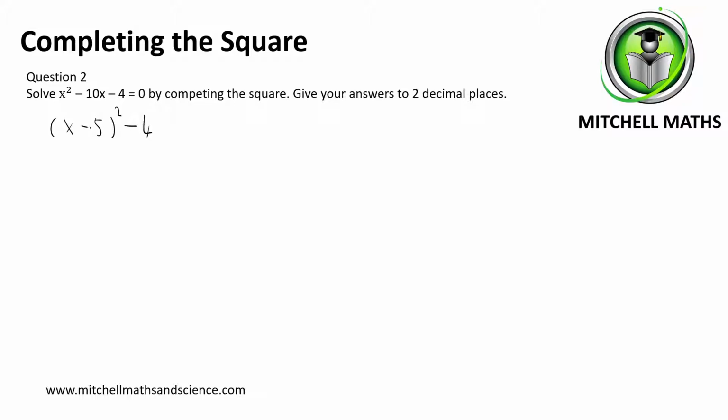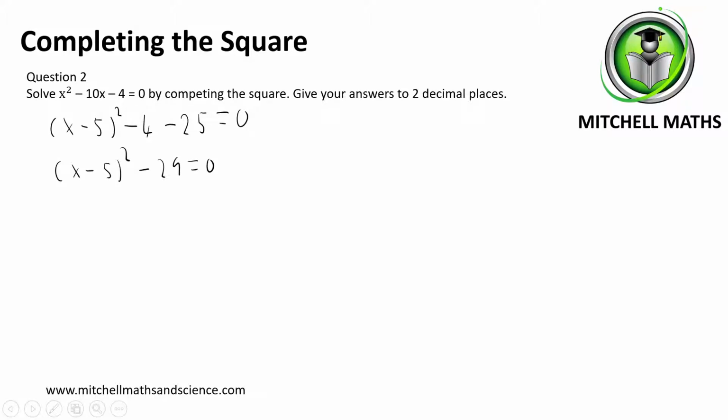Now, if we have the brackets x minus 5 squared, then when we do minus 5 times minus 5, it'll give us an extra 25. Therefore, we need to also take that away, just to keep the equation the same. Because if we're adding an extra 25 from the brackets, we also need to take it off. Otherwise, it's not going to be the same term. It's not going to be equal. And then we'll write it out like this: minus 29 equals 0.